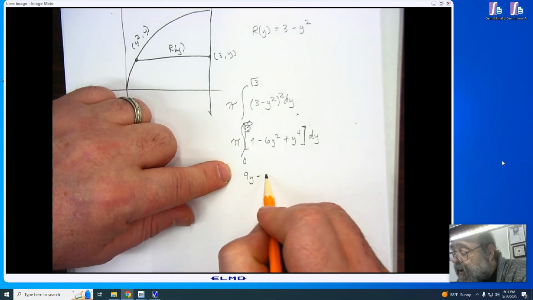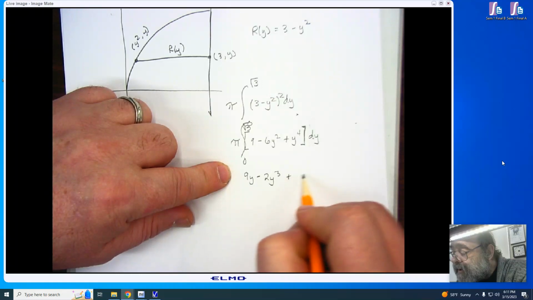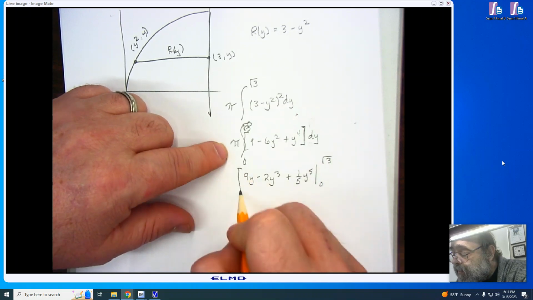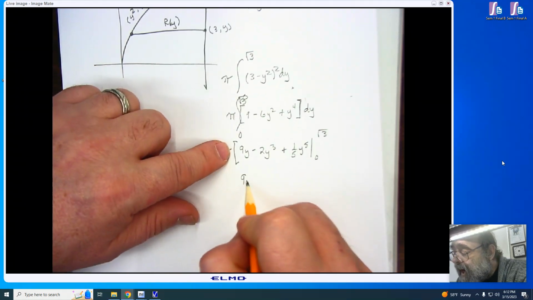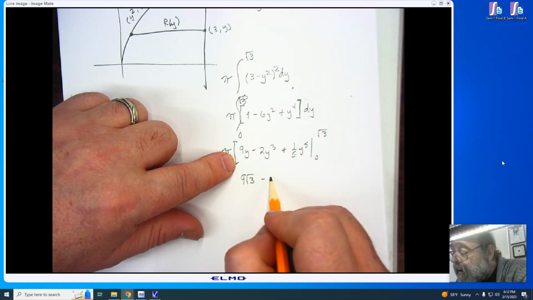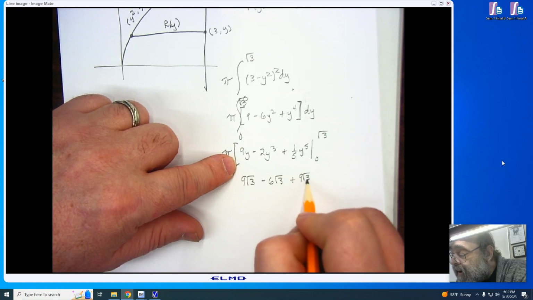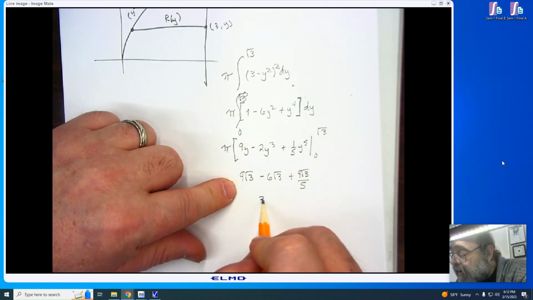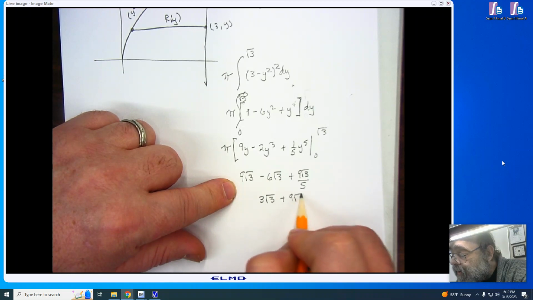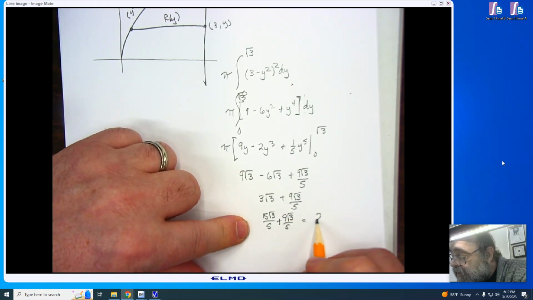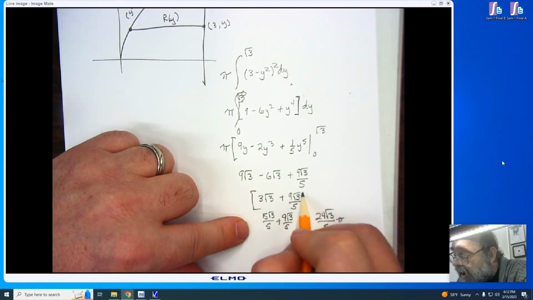9y minus 2y cubed plus 1/5 y to the fifth from 0 to root 3, multiplied by pi. That's 9 root 3 minus 6 root 3 plus 9 root 3 fifths. This gives me 3 root 3 plus 9 root 3 fifths, which is 15 root 3 fifths plus 9 root 3 fifths, making a total of 24 root 3 fifths. And don't forget to multiply by pi.